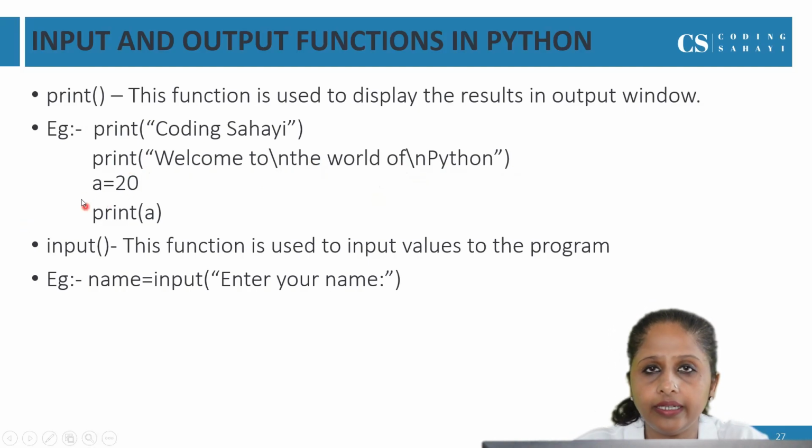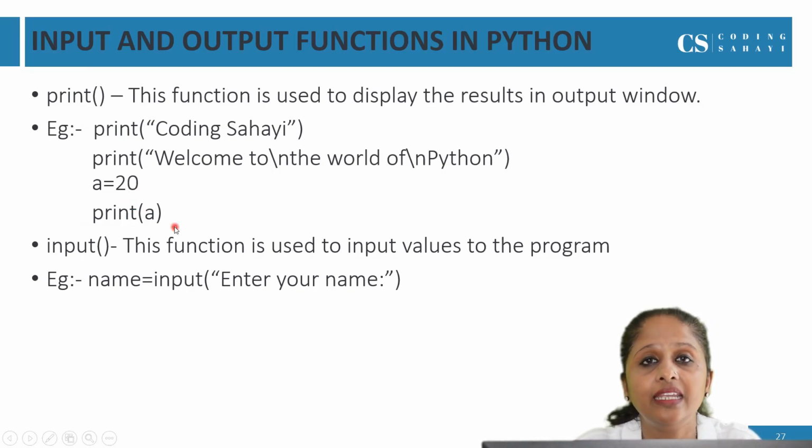Now we have the third example. I am assigning a variable, a equal to 20. Here a has the value 20, right? So I need to print that 20. The value of a is printing there. The value of a is 20. So this print statement gives the output 20.